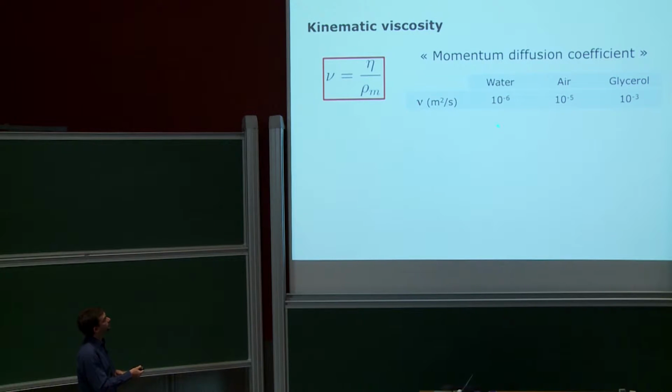And if you look at the numbers here, you have, for example, for water, something in the range of 10 to the minus 6. That is smaller than the kinematic viscosity for air. But you know that air is less viscous than water. So the difference between the two here corresponds to the fact that the mass density is much higher for water than for air. And glycerol is something rather oily. It's more viscous, so it has about the same mass density as water, but it's much more viscous, so it has a much larger kinematic viscosity.